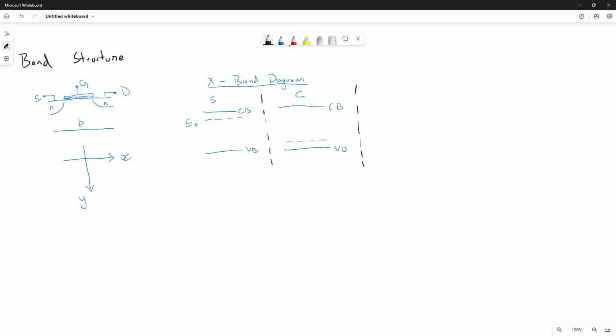And finally, we have the drain, where we have the same two bands. It's the same as the source, so I'm not asking again. So this is EF, and I have my conduction band and valence band.